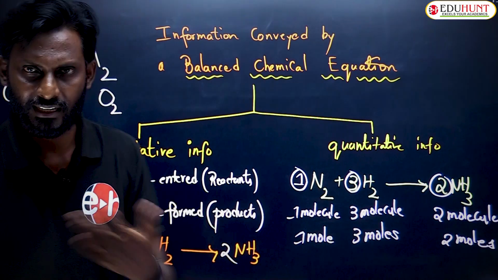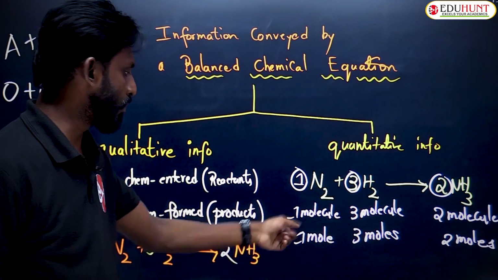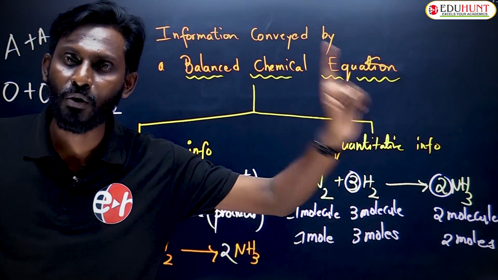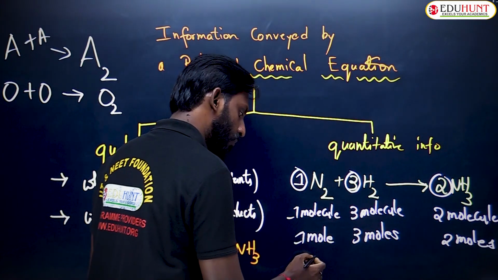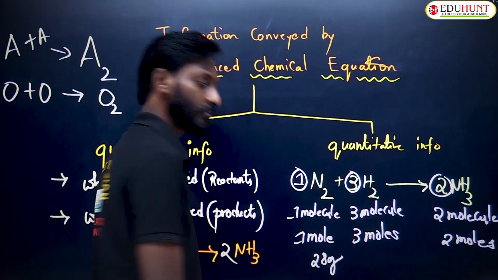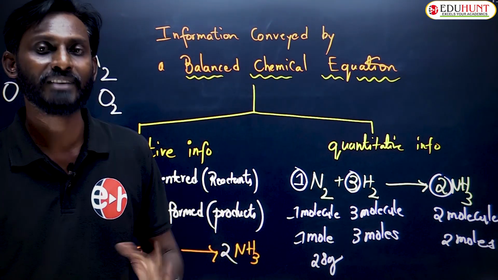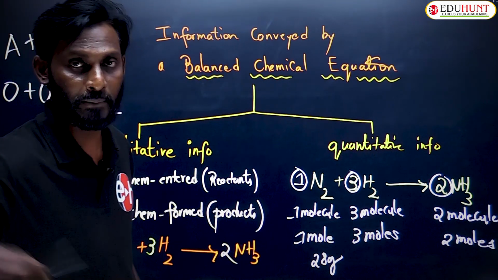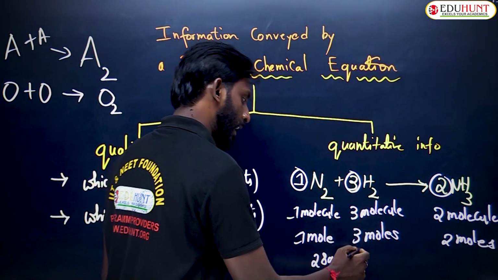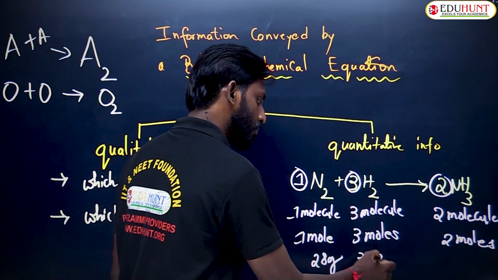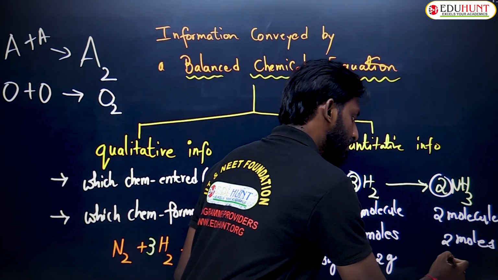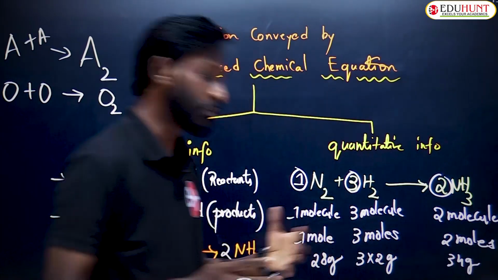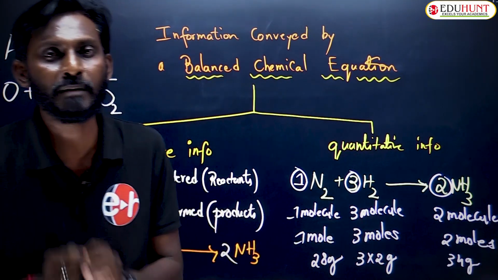Similarly, there is a relationship between mole and mass also. We are going to discuss in the mole concept chapter. 1 mole mass of nitrogen is 28 grams. How, sir? We are going to discuss in the next chapter. And 3 moles hydrogen mass will be 3 into 2 grams, 6 grams. And 2 moles ammonia, 2 into 17, 34 grams. Sir, how do you know, sir? Yes, I am going to explain in the mole concept.